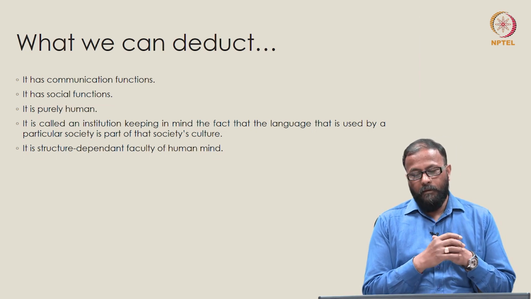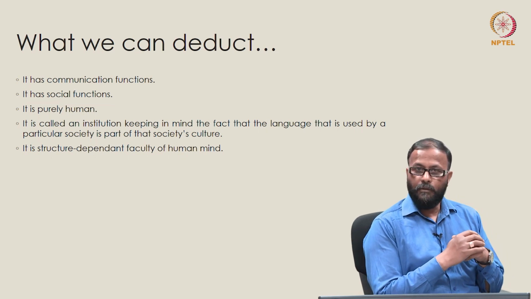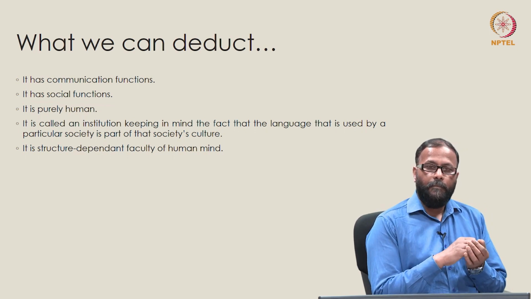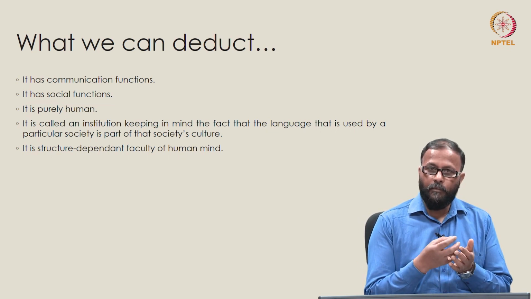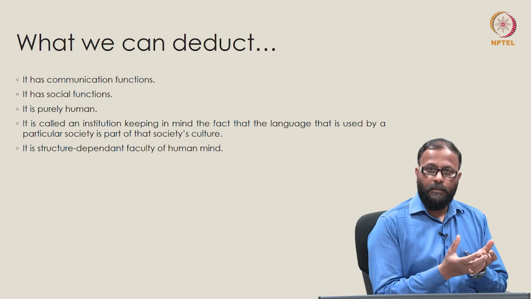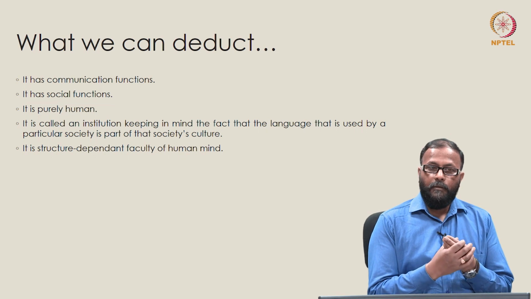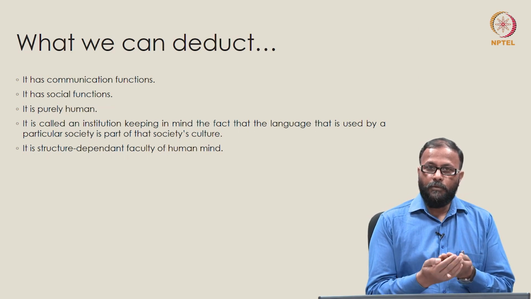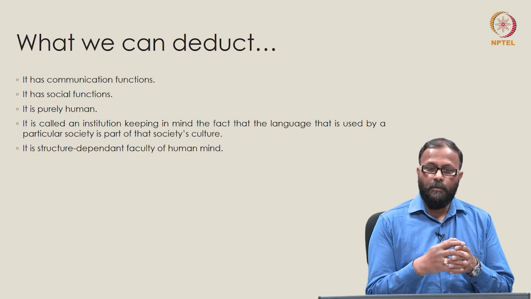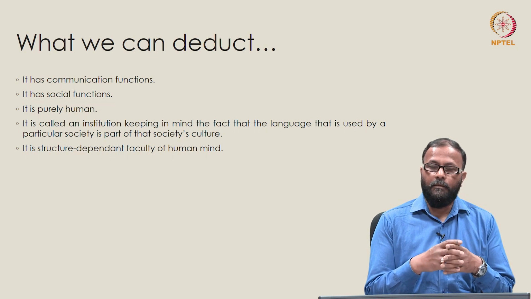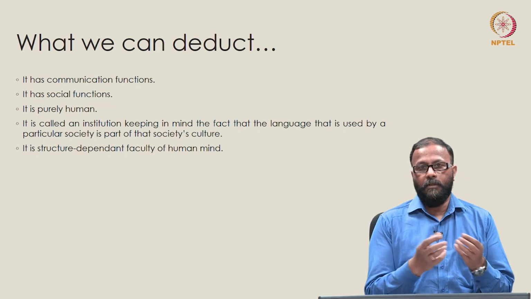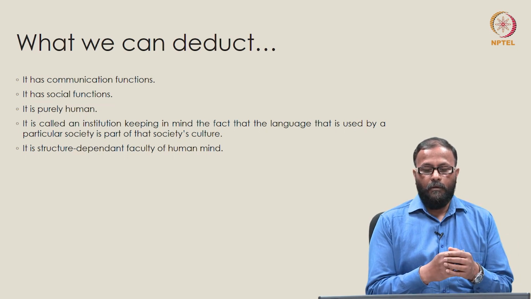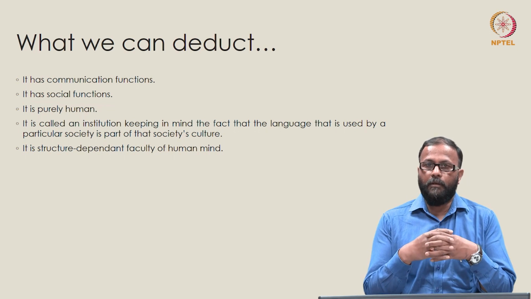It is called an institution, keeping in mind the fact that the language used by a particular society is part of that society's culture. So languages are culturally rooted, socially rooted, and they reflect the structures of a society. A particular language reflects the structure and configuration of that society, the way you interact, the way you greet, the way you meet and socialize, all these patterns. So the social and cultural elements are embedded implicitly when we speak any particular language. You cannot take culture out of a language or language out of a culture. So they have a symbiotic relationship.